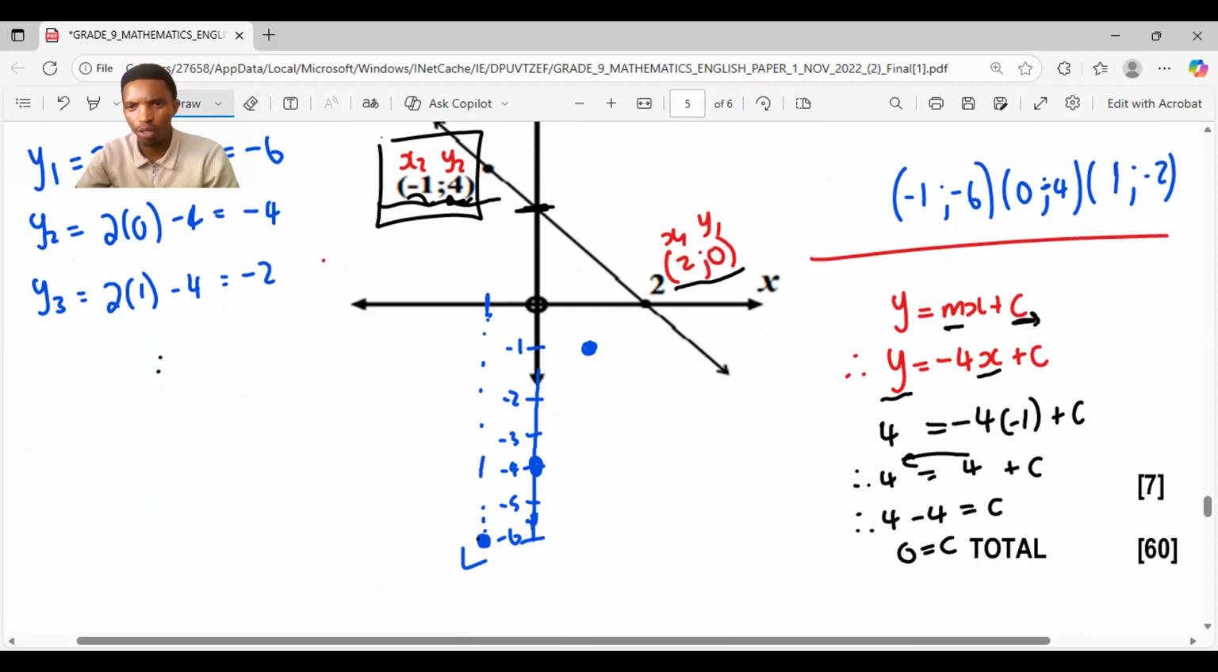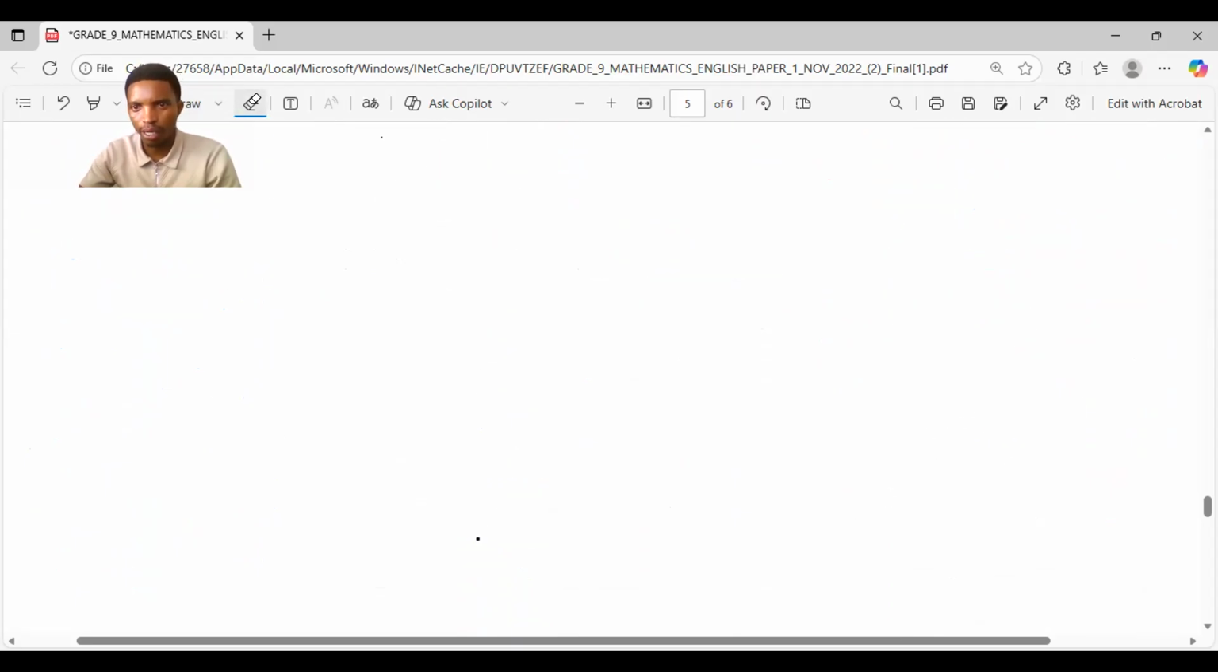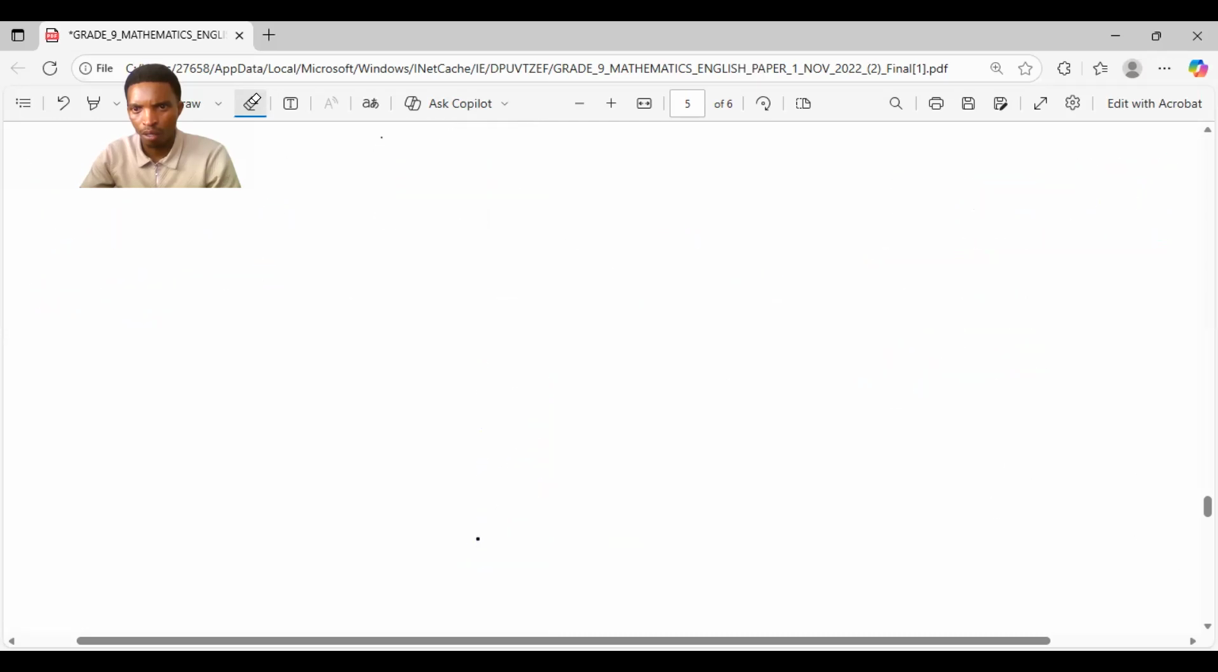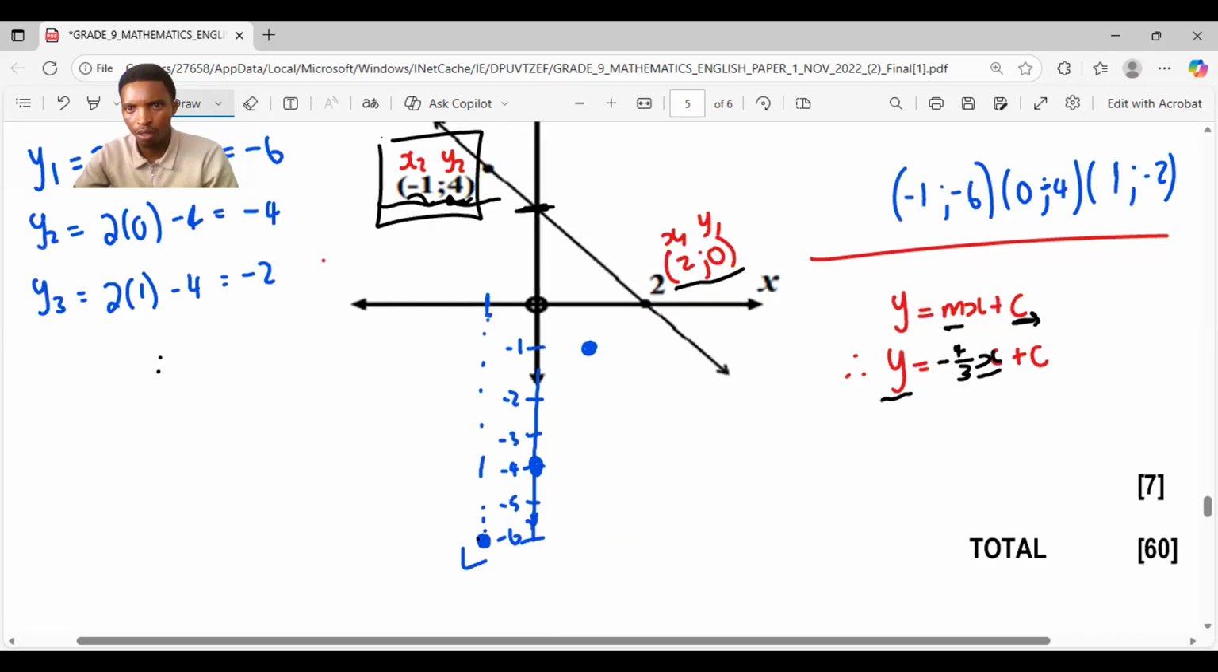Meaning at this point here, instead of us having 4, we're going to have -4 over 3x. So let us rewrite it. So we'll then have y is equals to -4 over 3x plus c.